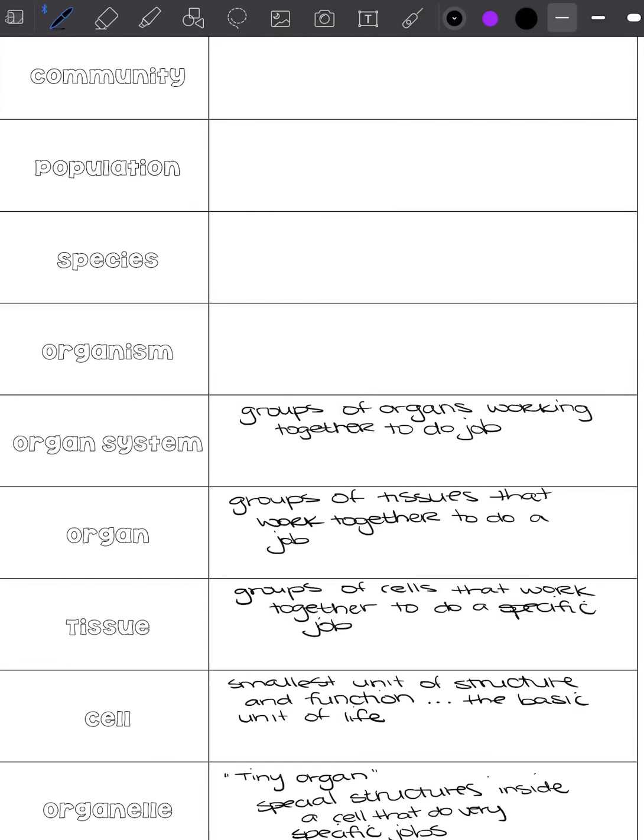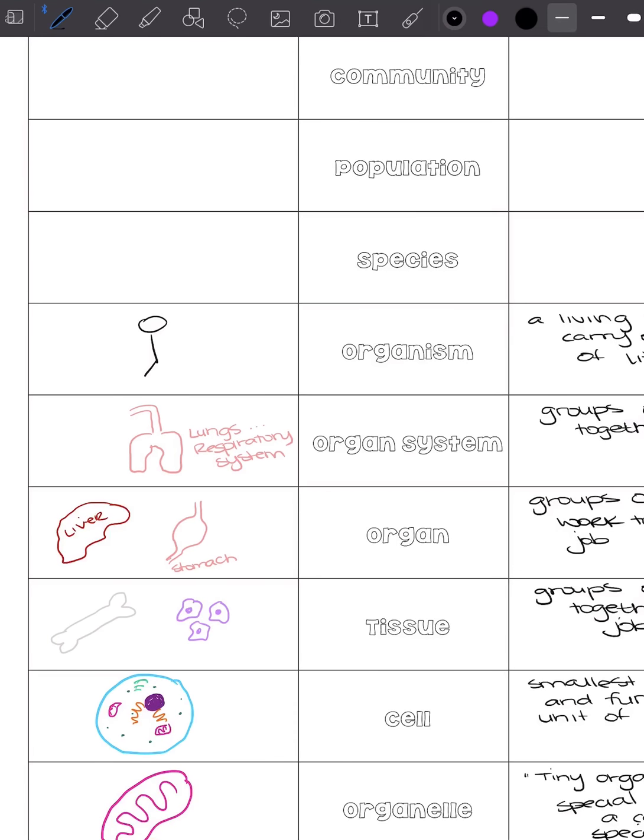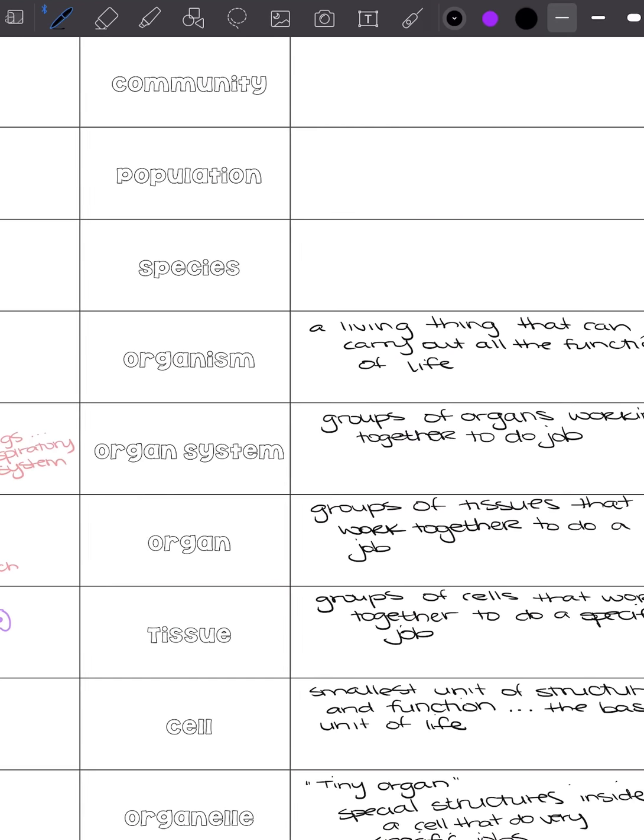Organism, it can carry out all of the functions of life. So a living thing that can carry out all the functions of life. So I'm just gonna stick figure it. Yay! You are an organism.